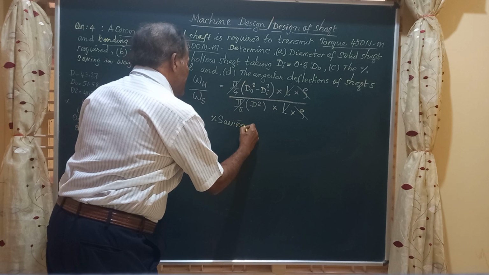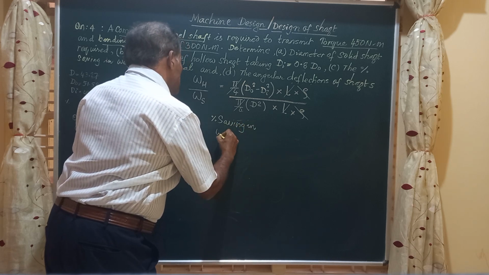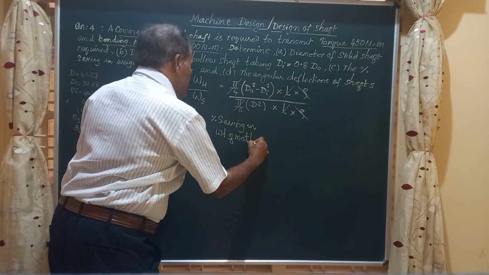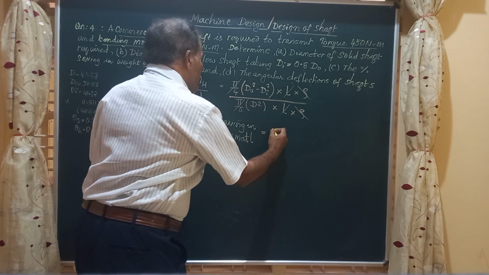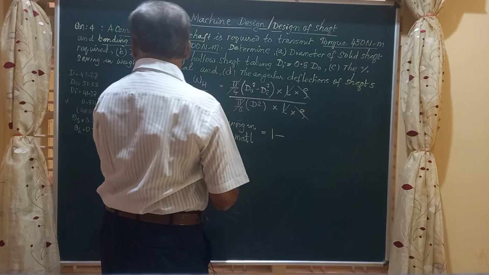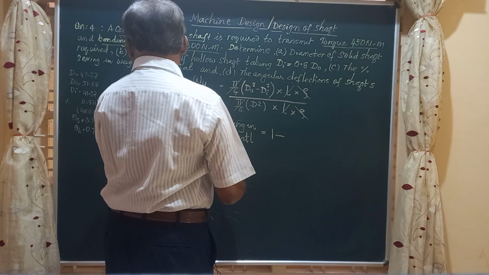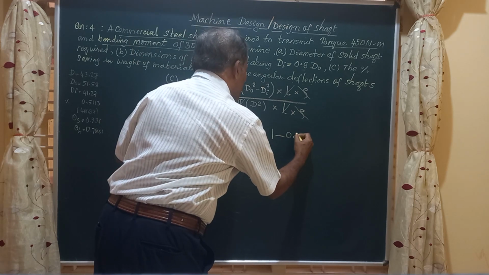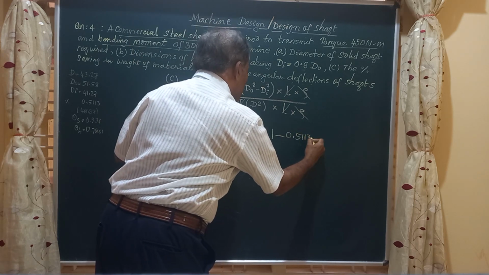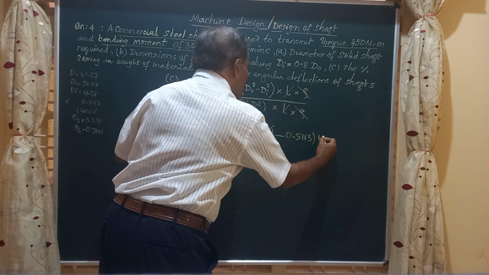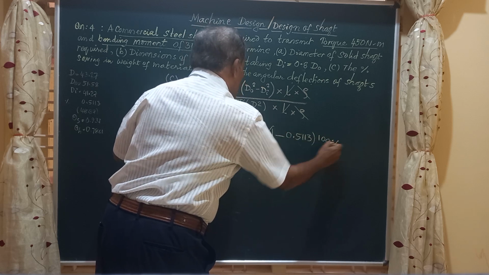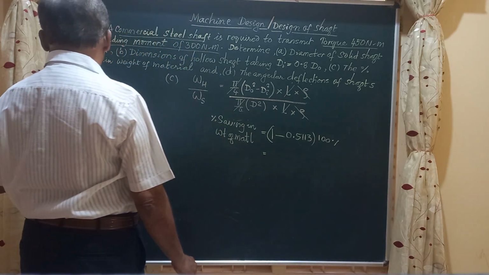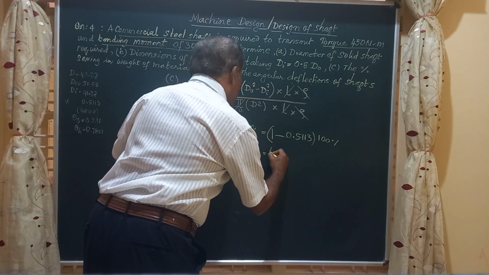in weight of material using a hollow shaft is given by 1 minus that ratio, 0.5113, multiplied by 100 to get the percentage. So this works out to a saving of 48.87.